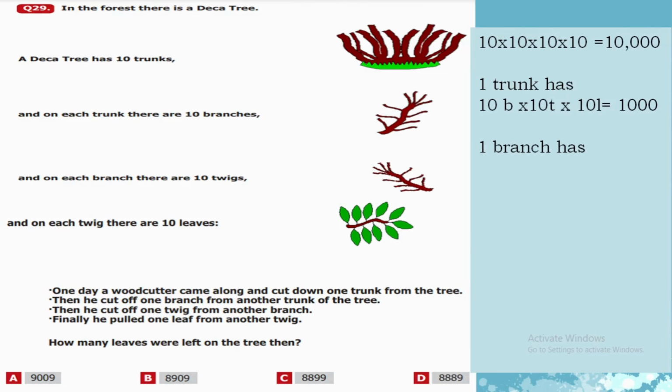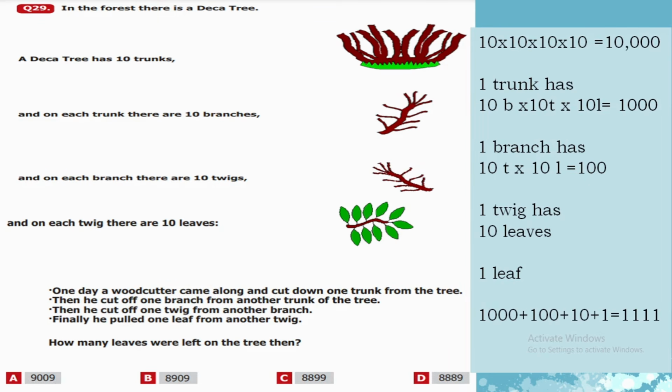Then, according to the next criteria, he cut off one branch from another trunk. One branch has 10 twigs multiplied by 10 leaves, because one twig has 10 leaves, so 10 twigs will each have 10 leaves. So the answer is 100. Then he cut one twig which had 10 leaves. And at the end, he just pulled one leaf out of one twig. So if we total all the values, 1000 plus 100 plus 10 plus 1 is equal to 1111. So these are the objects which were cut down from the tree.